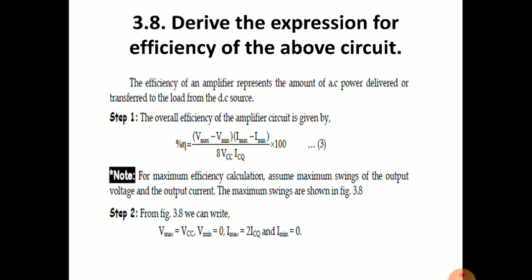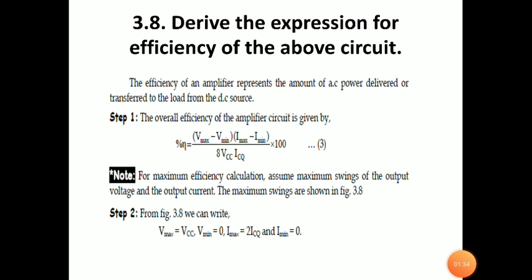efficiency calculation. From the derivation we have also got that eta is equal to (Vmax minus Vmin) into (Imax minus Imin) by 8 VCC ICQ into 100. So from those equations we need to derive the expression.